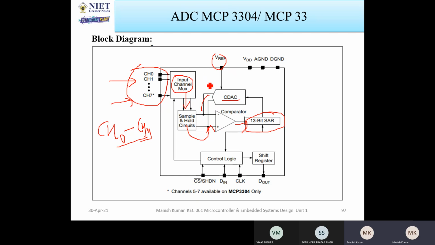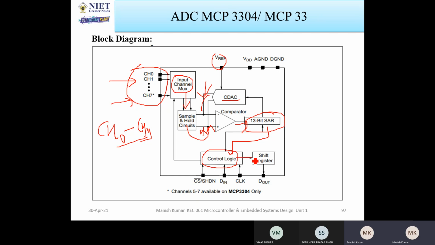Since V reference is supplied here and input voltage is supplied here, both will be compared, and according to the decision, this value will be stored in this. Now the control logic, what will the control logic do? After conversion, this data is going through this control logic. Now the control logic will decide and generate one interrupt that conversion is over.